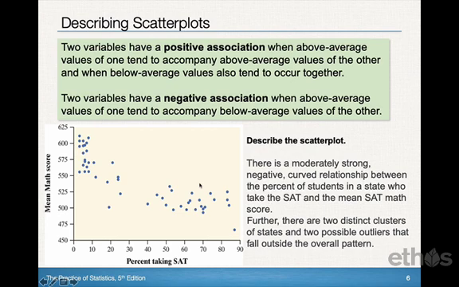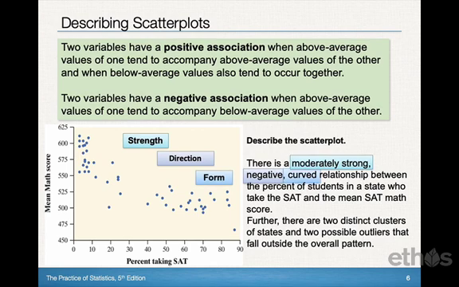Okay, so notice the description here. I like that they mention the idea of clusters down here, but let's make sure that you pick up on this. Strength is moderately strong, because you can kind of see a pattern here. All right, the direction is negative, it's going downhill. So as the percentage of people taking the SAT in, I believe this was state data, goes up, the average math score goes down. So the more people taking the SAT in a state, the lower the average score. That's been true in Georgia for years.